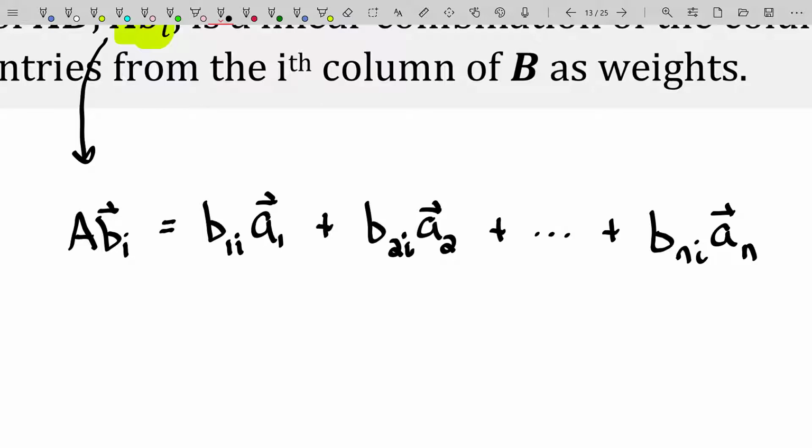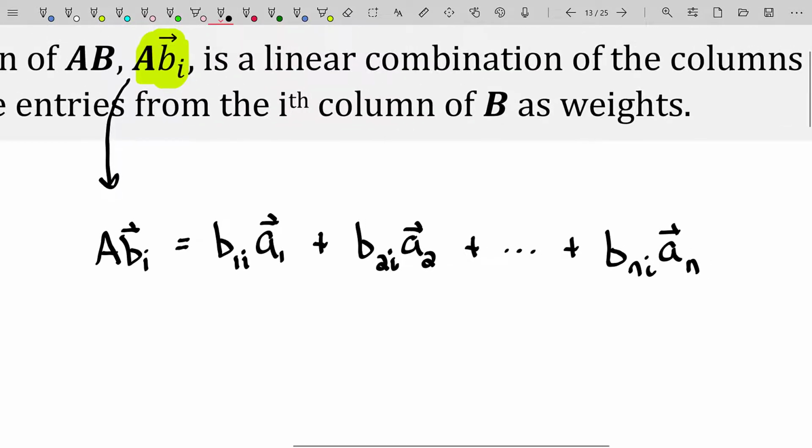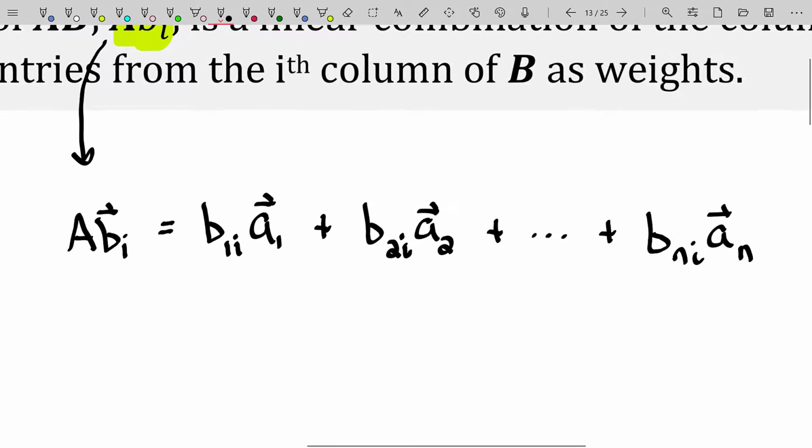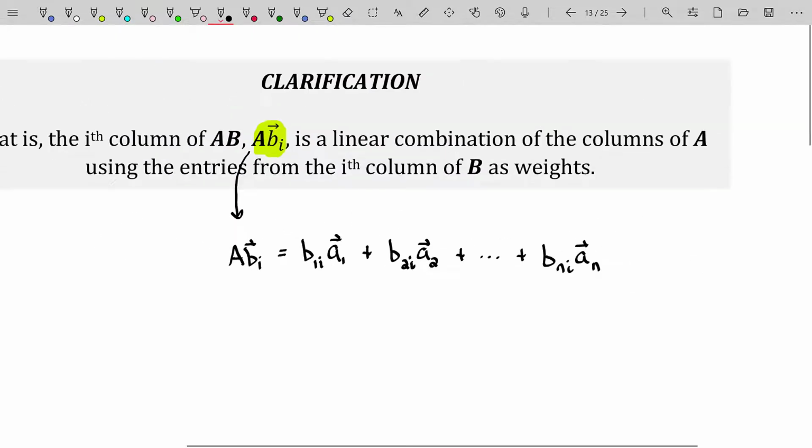Don't get me wrong. That's not the approach I want to focus on right now, but it is very true. That is actually the ith column of A times B. And again, I don't want to view it that way right now. We'll come back to this later on.